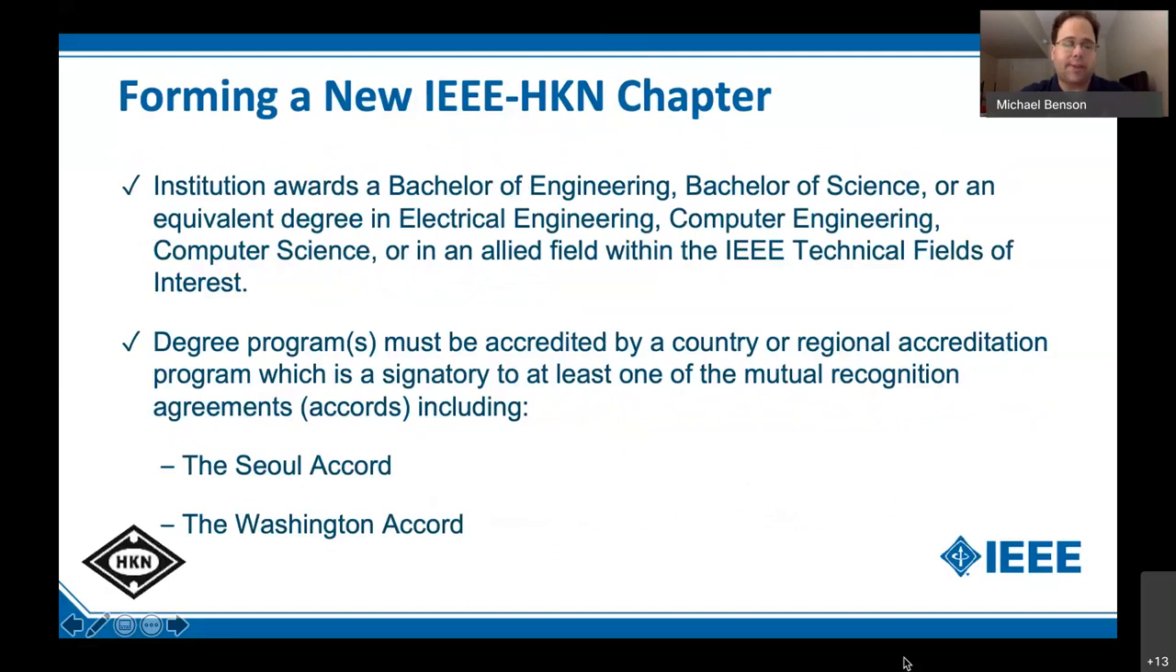So let's first talk about how you would form a chapter. There are a few criteria. One, you have to be an institution of higher education that awards a Bachelor of Engineering, a Bachelor of Science, or an equivalent degree. Two, the program must be within the IEEE field of interest. Again, from our history that would be electrical engineering, then we expanded to computer engineering and computer science, but we have some programs that might be biomedical engineering, mechanical engineering, etc. As long as it's within the IEEE technical fields of interest and related to our core programs, that works. Three, the degree program must be accredited.